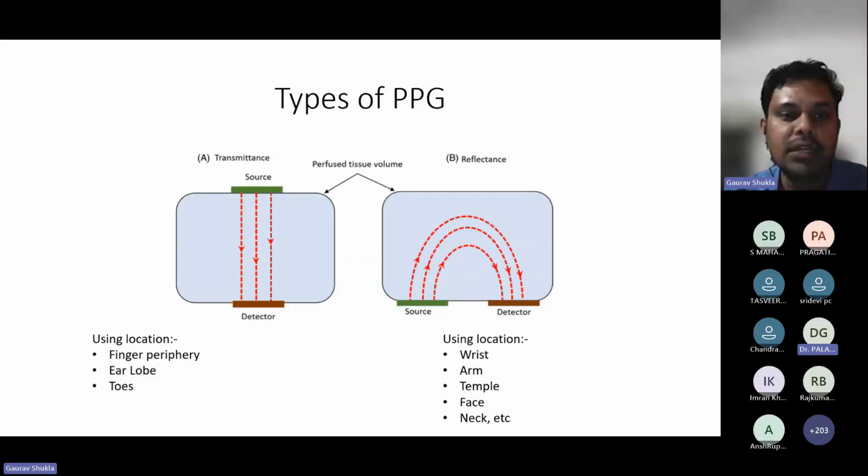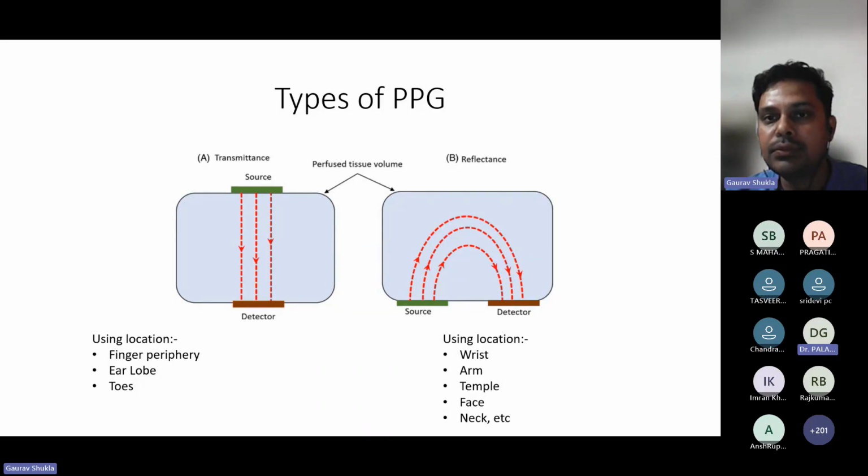Transmittance types are generally used in the finger periphery. If you have been to any hospital or clinic, you would have seen clinicians using the finger photoplethysmograph for pulse oximetry applications. And the reflectance type is very commonly seen now in smart wearables.